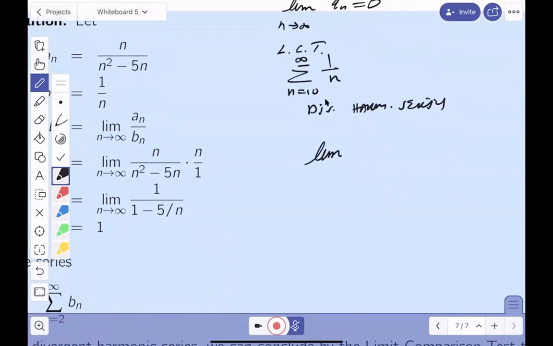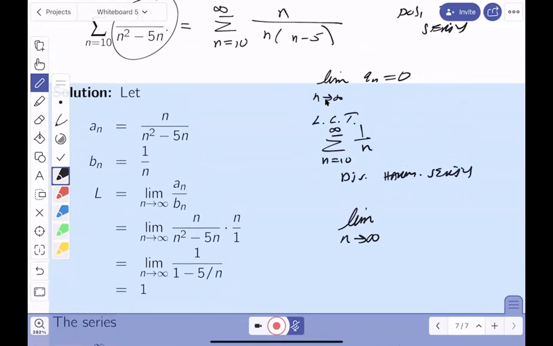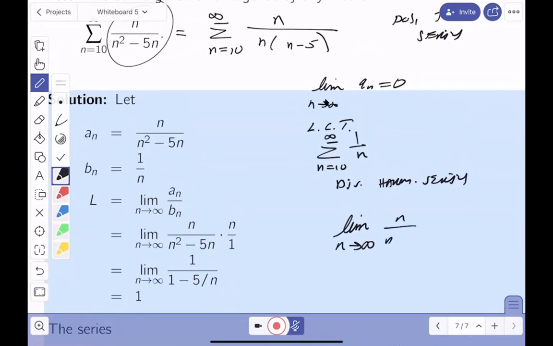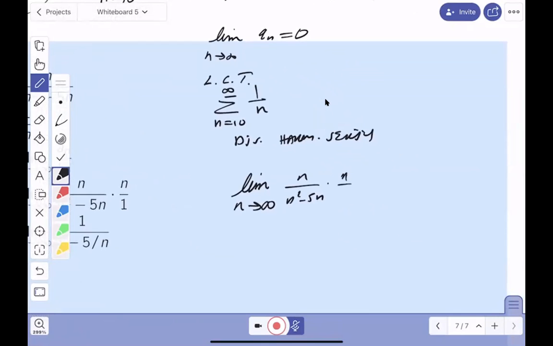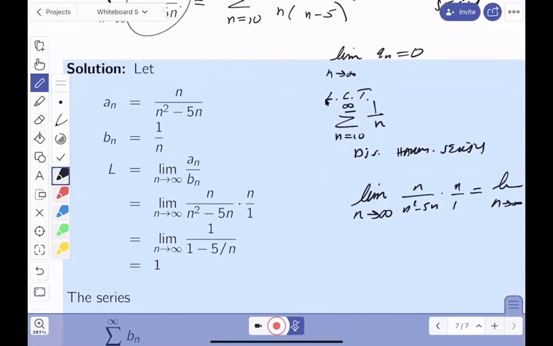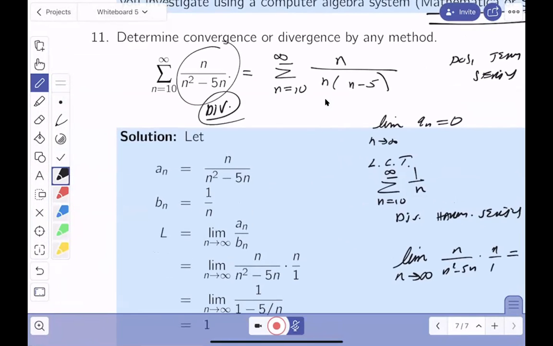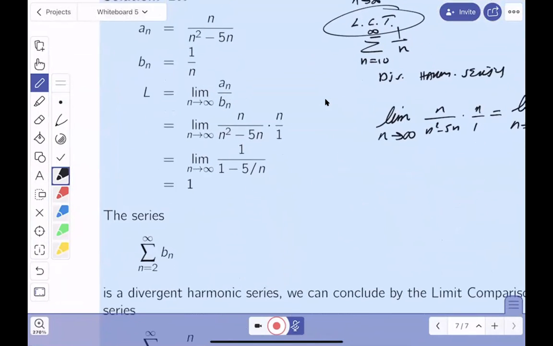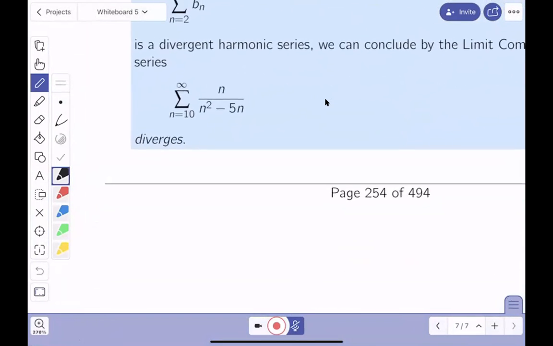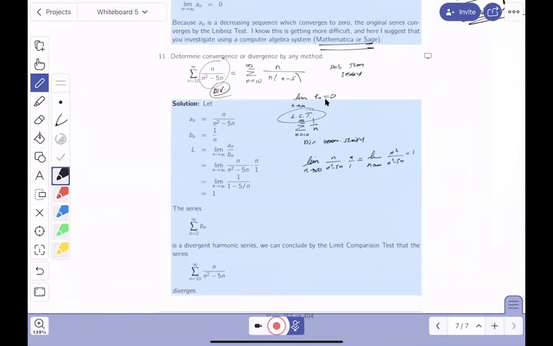Limit comparison test. n goes to infinity. Let's see, an, which is n over n squared minus 5n. I'm going to divide by that harmonic, which is like multiplying by n over 1. I want to do that limit. That's n squared over n squared minus 5n. And what do you get there? You get a finite number, 1, right? It's a finite number. What do I know? I know this series diverges. What test did I use? LCT. I think the work is over here for you. Yeah, series divergent, series diverges. All right, let's go to the next page, if there is a next page. That's number 11. No, I think we're at the end.